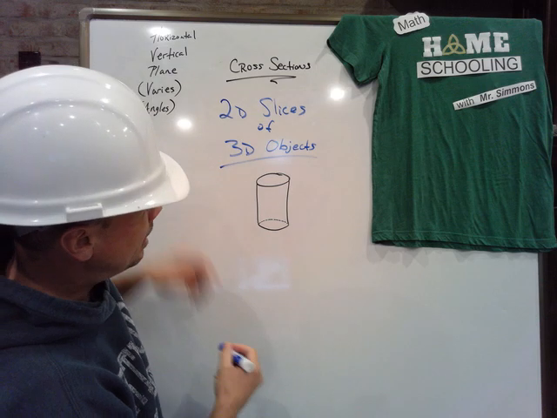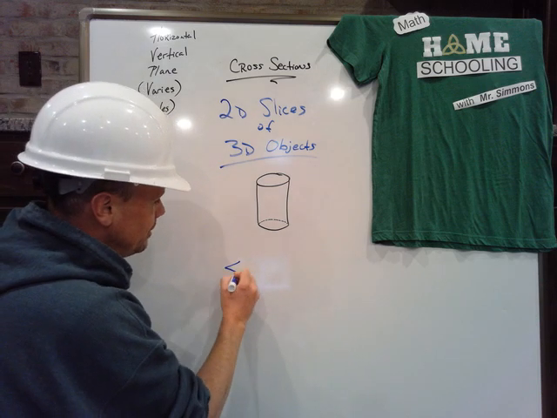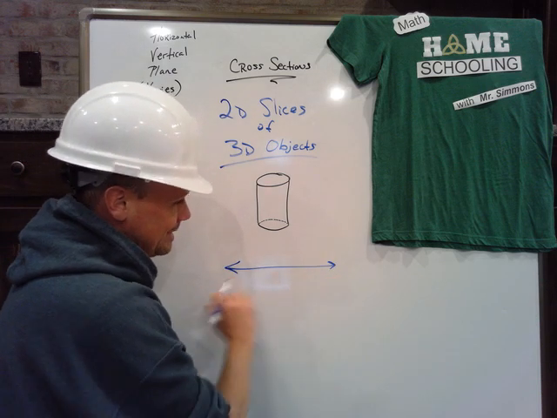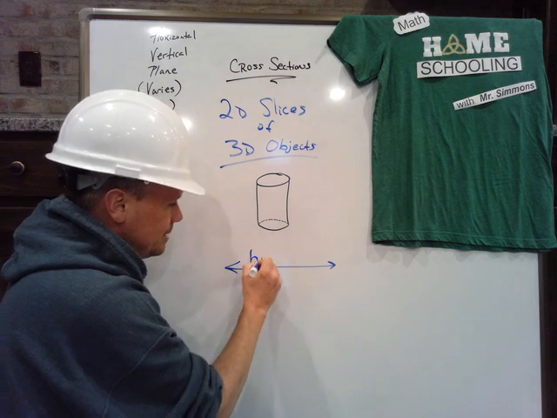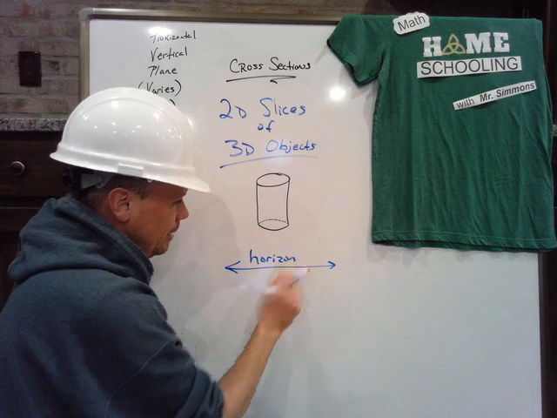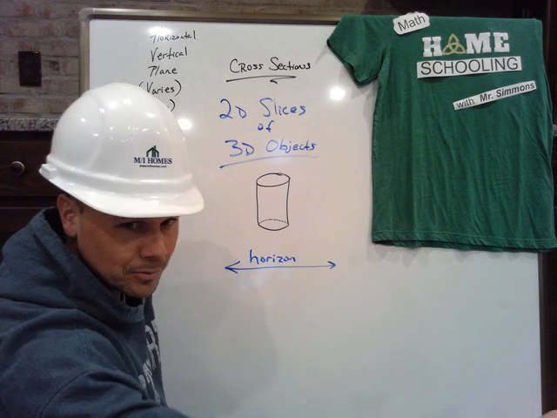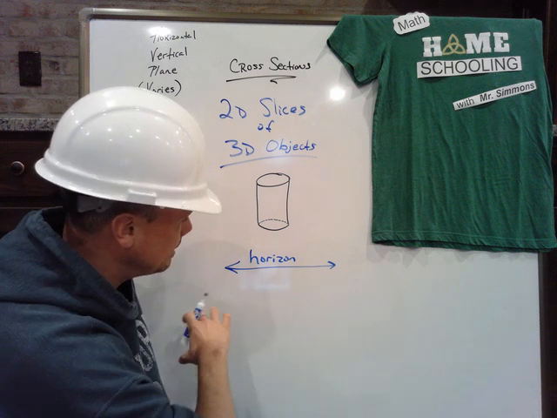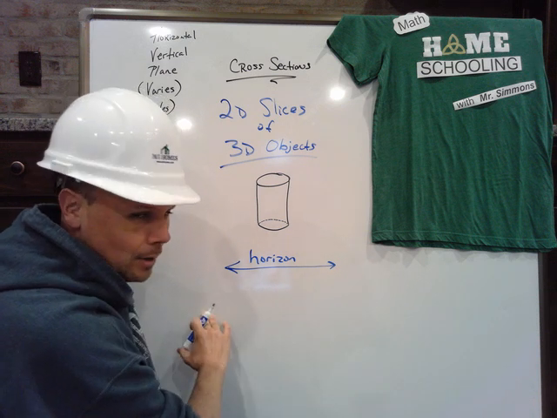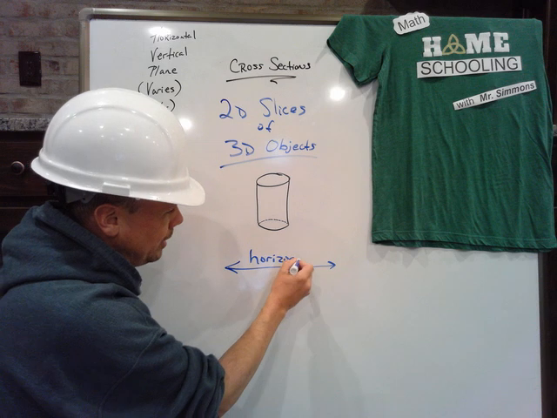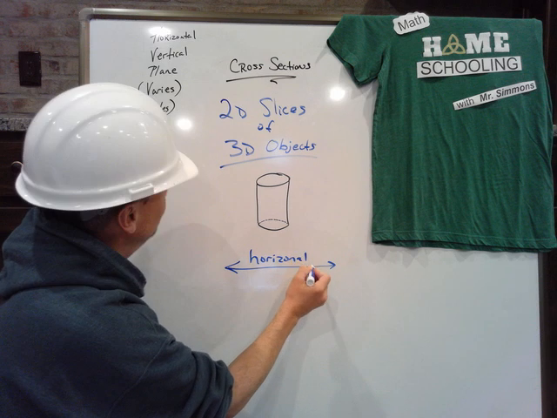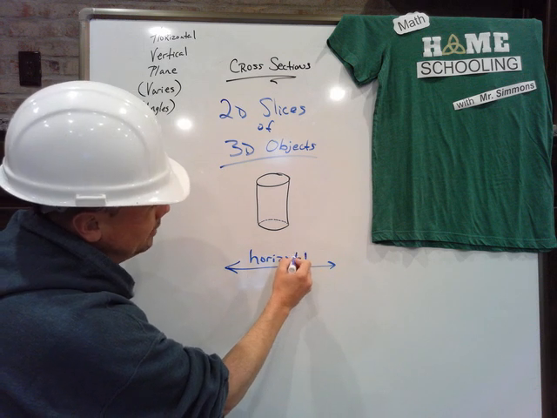Horizontal, we know, is going to be side to side, kind of like the horizon. You look out across the grass or the skyline or the mountains, you look from side to side as you look out across the horizon, which is why the word horizontal is from side to side.